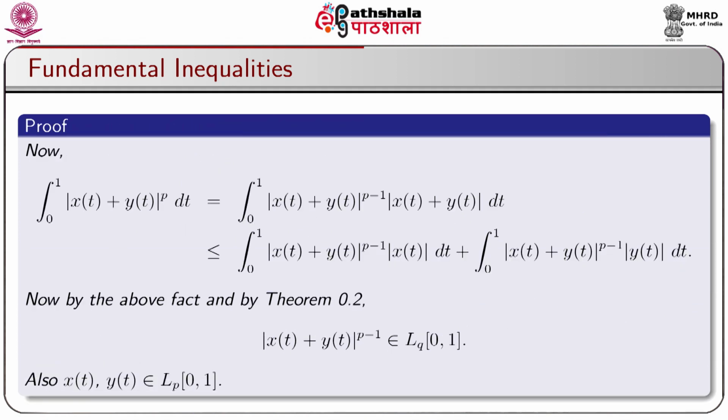The proof: the integral from 0 to 1 of |x(t) + y(t)| to the power p dt is equal to the integral from 0 to 1 of |x(t) + y(t)| to the power p minus 1 into |x(t) + y(t)| dt, which is less than or equal to the integral from 0 to 1 of |x(t) + y(t)| to the power p minus 1 into |x(t)| dt plus the integral from 0 to 1 of |x(t) + y(t)| to the power p minus 1 into |y(t)| dt. Now, by the above fact and by the above theorem, |x(t) + y(t)| to the power p minus 1 belongs to L q [0,1]. Also, we have x(t), y(t) belong to capital L p [0,1].